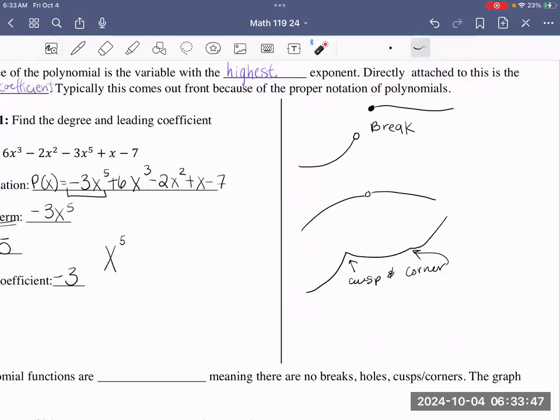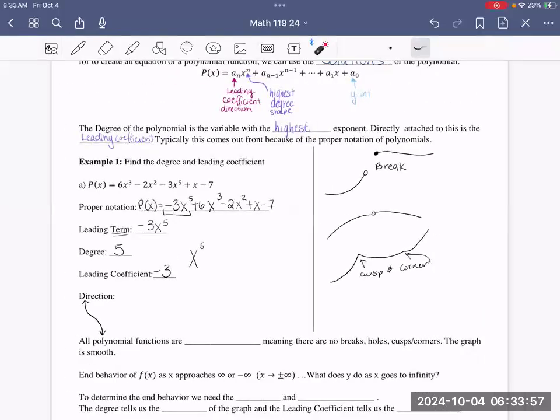not the ones that we're going to be graphing today, but in the future in your calculus classes, these would be considered discontinuous. In other words, these are not continuous functions. Continuous functions mean there's no breaks, there's no holes, there's no cusps or corners. The graph is nice and smooth and fluid. You don't have to pick up your pencil. It's nice and smooth, so you're not making any sort of jagged edges.